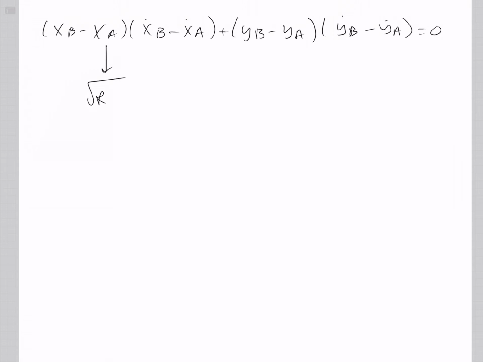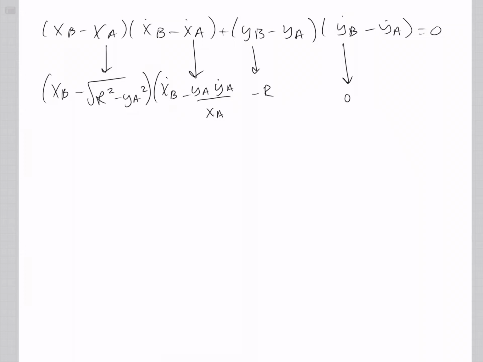We just found this, and that is r squared minus y_a squared. We found ẋ_a, which is y_a times ẏ_a over x_a. We also just inferred from the problem that's given that y_b is equal to negative r, and we found that ẏ_b is 0. So let's now fill in this equation for the parts that we don't know.